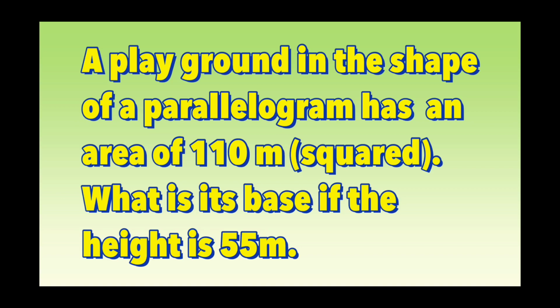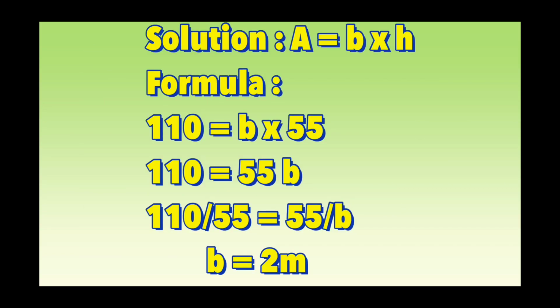Solution, again, we will use the formula of parallelogram. Area equals base times height. Then we have to substitute. The given area is 110 equals the base times the given height, 55. Then we have to multiply it. B times 55 equals 55B, and the area, which is 110, we just bring down or copy.